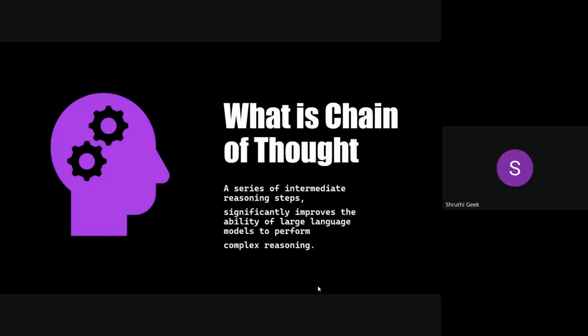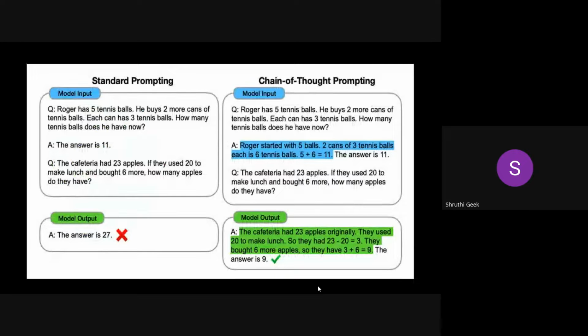Chain of thought is a series of intermediate reasoning steps, significantly improving the ability of LLM models to perform complex reasoning. Because of it, the model can understand the different concepts within the question, break down the problem, and then evaluate it, because of which it can now solve complex problems. We all know an LLM model is mostly a language model.